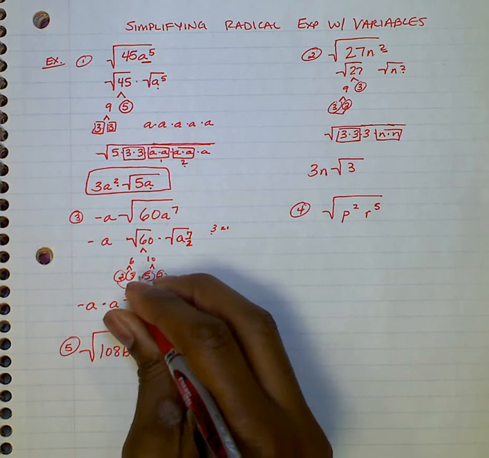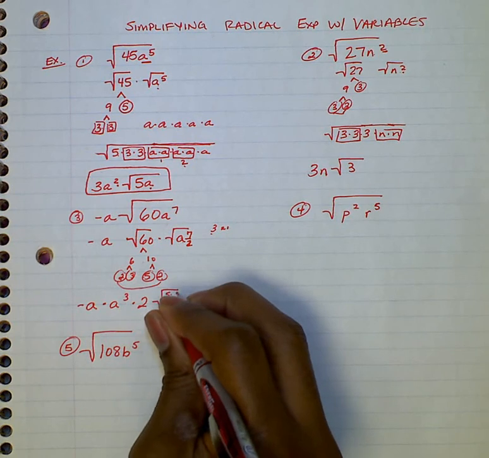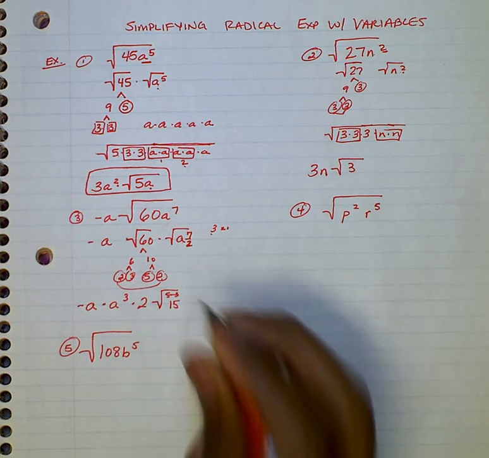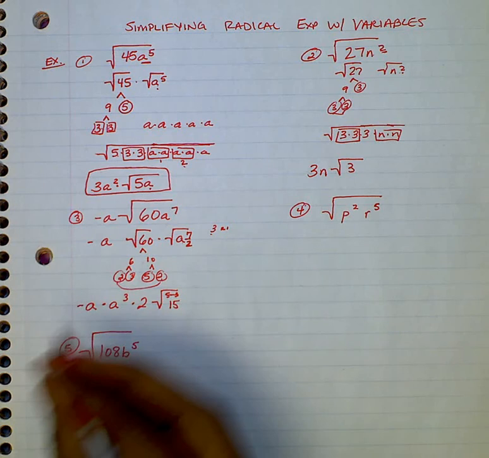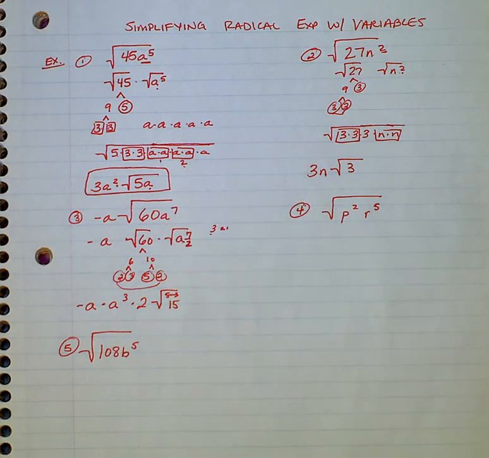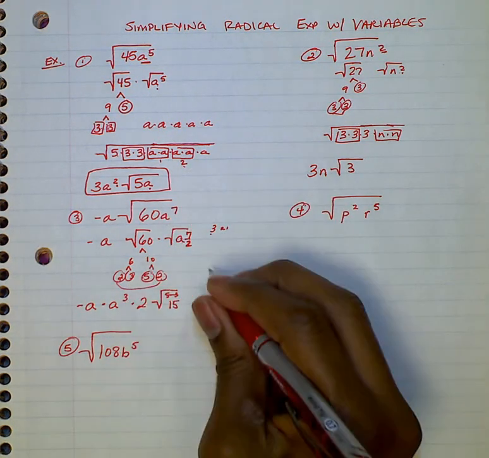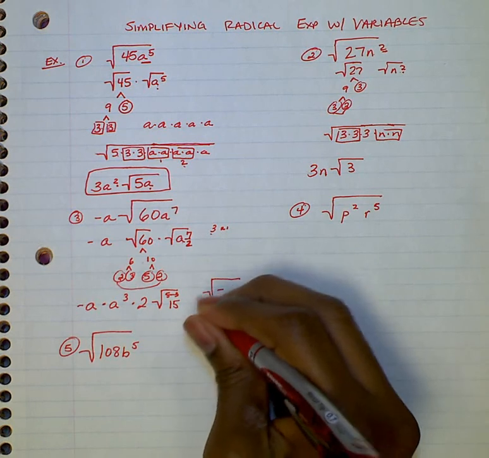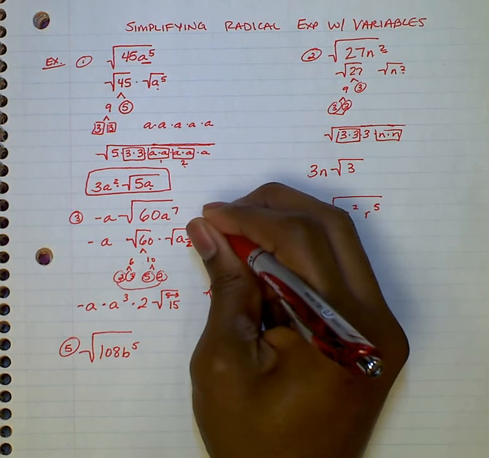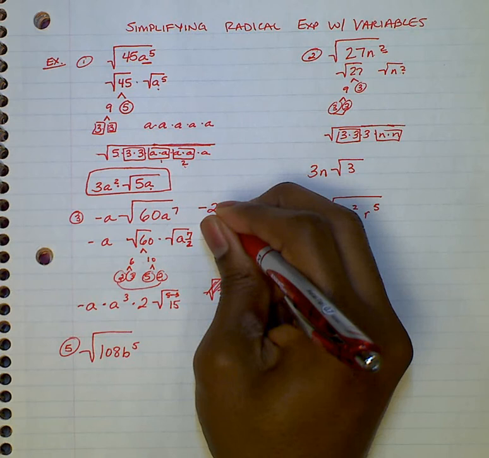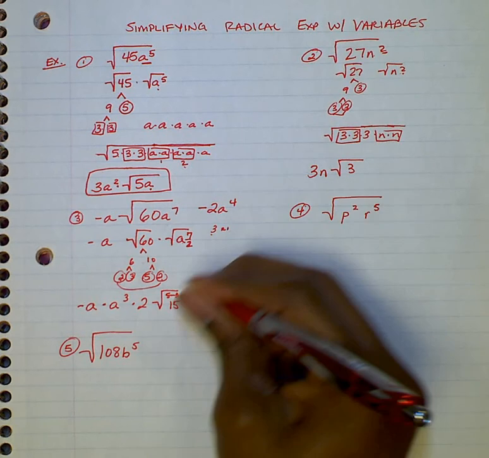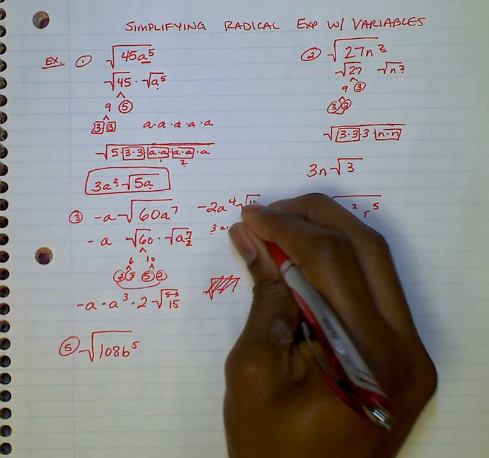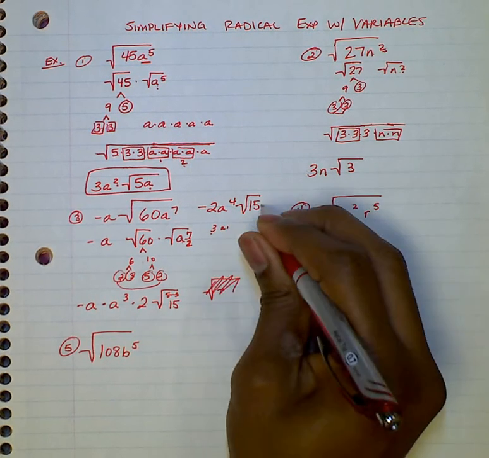5 times 3 gives me 15. So my answer should be, I'm going to write it up here because I have space. Negative 2a to the 4th radical 15 a, because I had that remainder 1.